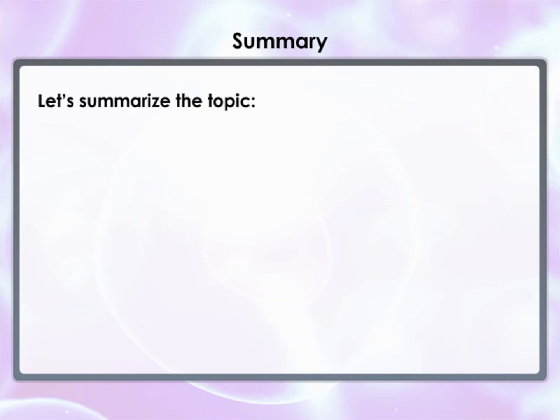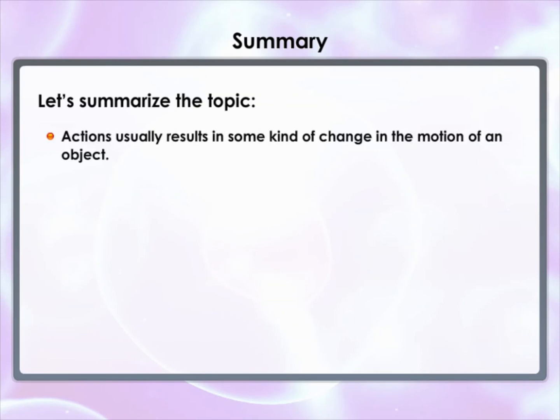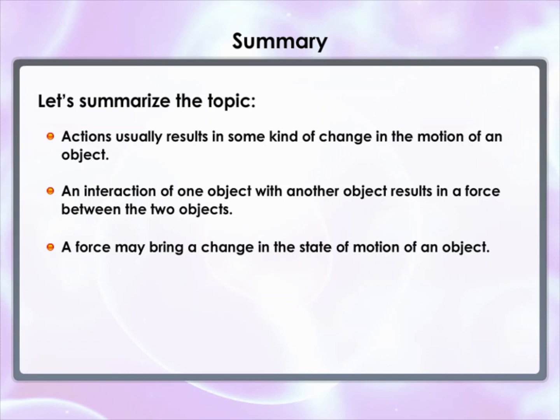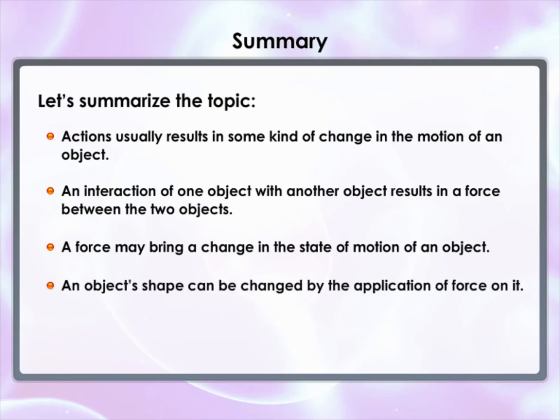Let's summarize the topic. Actions usually result in some kind of change in the motion of an object. An interaction of an object with another object results in a force between the two objects. A force may bring a change in the state of motion of an object. An object's shape can be changed by the application of force on it.